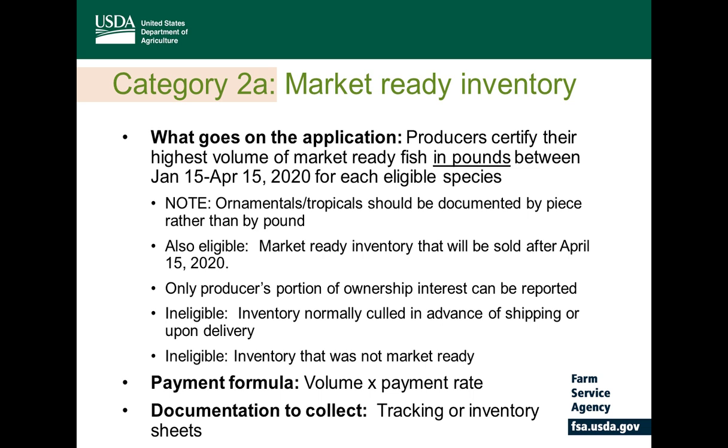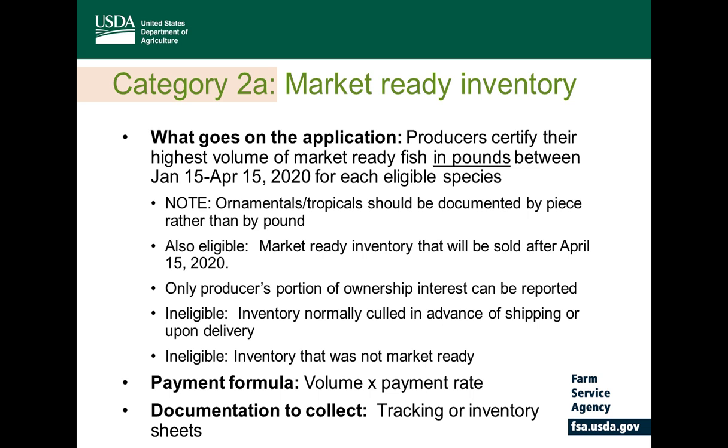So also keep in mind, as eligible is the market-ready inventory between January 15th and April 15th. If that inventory was sold after April 15th, that doesn't matter for this category. So we're just looking at the inventory numbers between January and April. Once again, only the producer's portion of ownership interest can be reported.